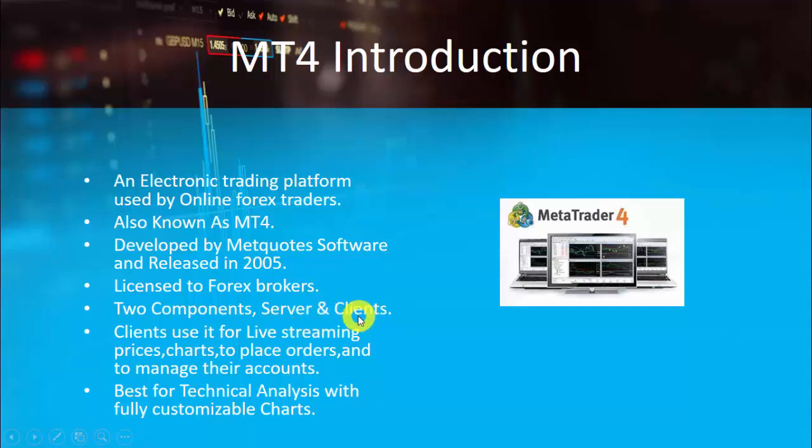What clients can do, they can use it for live streaming prices, charts, to place the trades, and for managing their accounts. So that's why it's very popular, and it is integrated and designed in the best way so that all the retail traders use it for technical analysis, and the charts provided in this software are fully customizable charts.